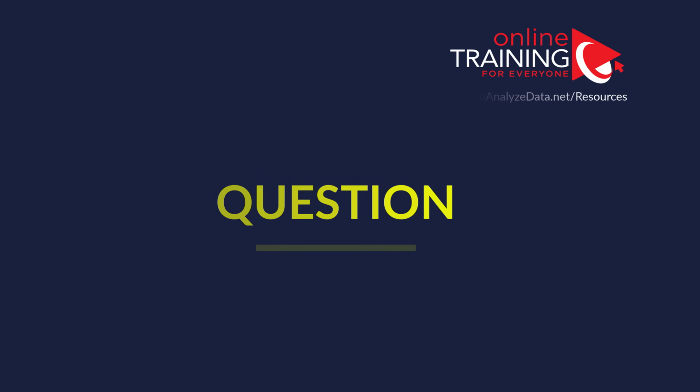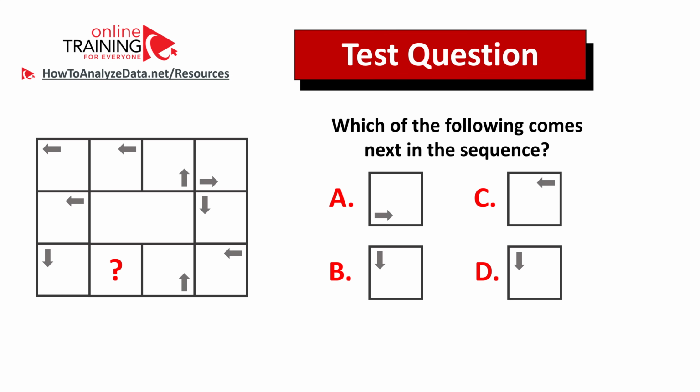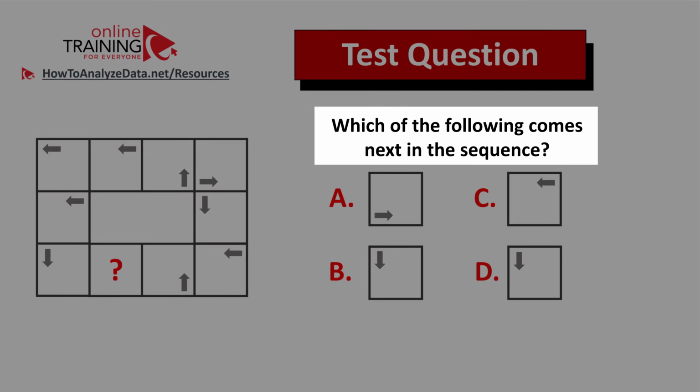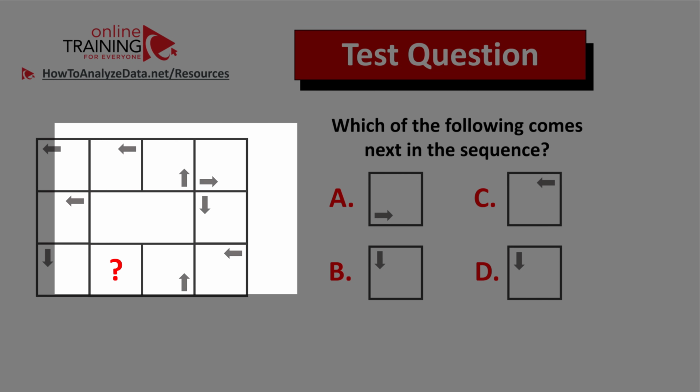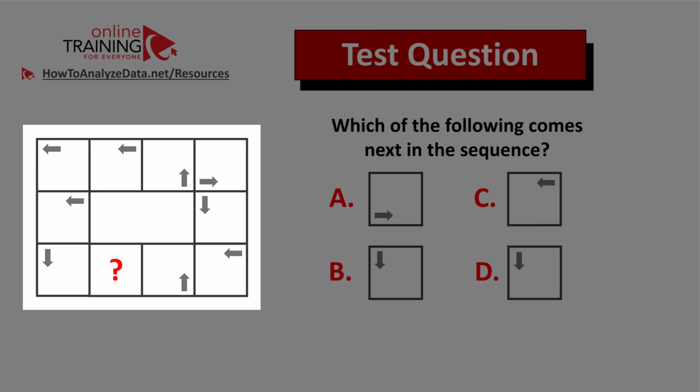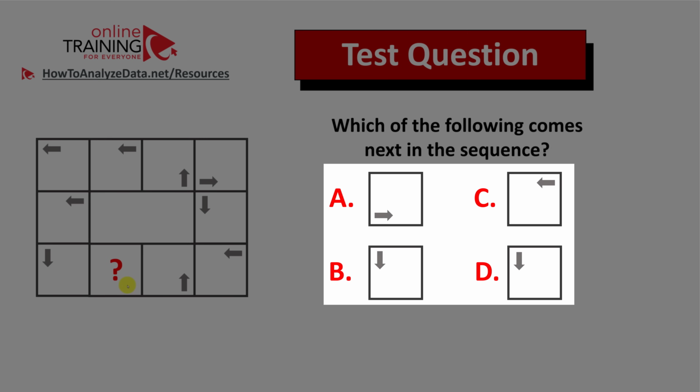Let me share with you a tricky question which tests your pattern recognition as well as logical reasoning skills. Which of the following comes next in the sequence? And you're presented with rectangle, which has multiple squares, and one of the squares is missing. It has a question mark inside. And you have 4 different choices: A, B, C, and D.